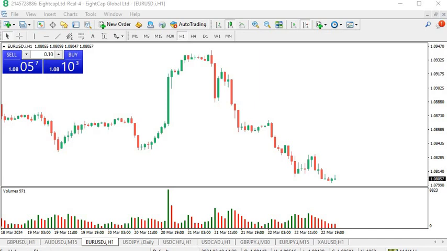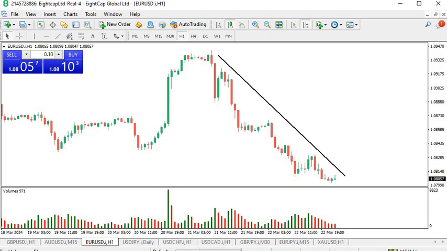So here we can see the Euro USD was in a downtrend and the market came below. Now let me show you, it is an hourly chart example. The time frame is 1 hour. So we can see the market is making lower highs and lower lows. It means the trend is down.